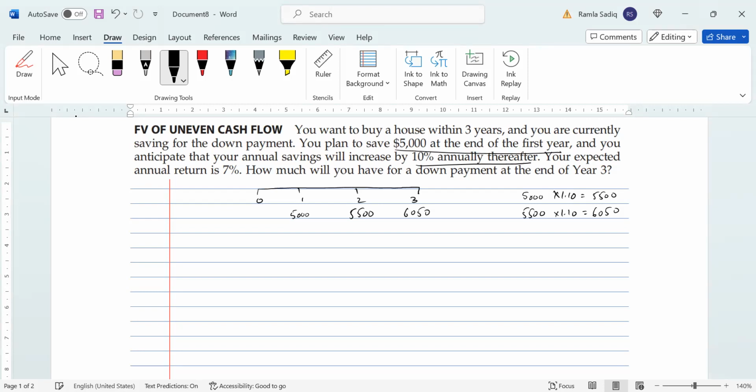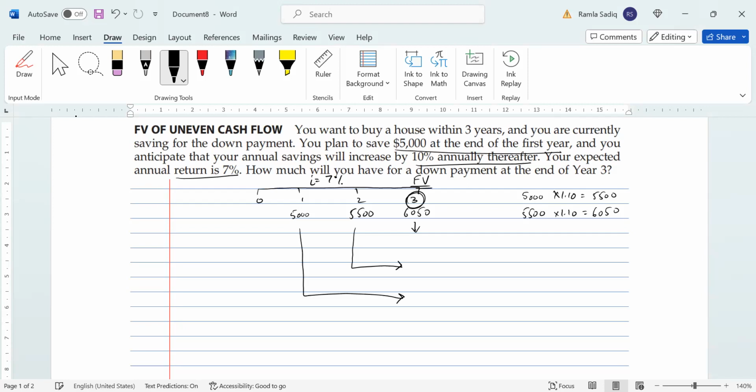Now that we know what our savings plan is going to be, we know that our expected annual return is 7%. So our interest rate is going to be 7%. And they're asking how much will we have for our down payment at the end of year 3. So as a lump sum at the end of year 3, how much money are we going to have in order to make the down payment for our house? This basically means that we want to calculate the future value of all 3 cash flows for the end of year 3, because this is where future value is going to fall. So we'll calculate the future value of this $6,050. We will calculate the future value of this $5,500, and we will calculate the future value of this $5,000.